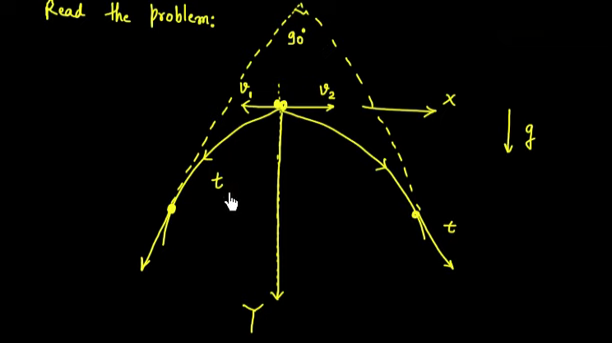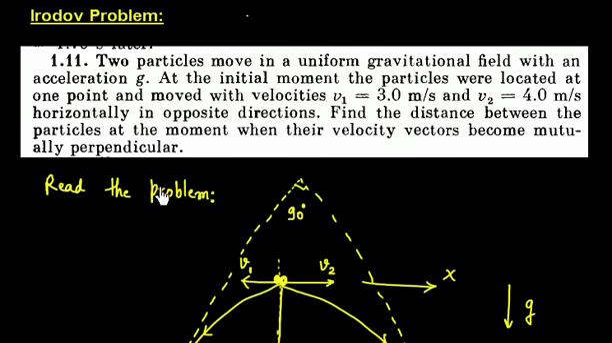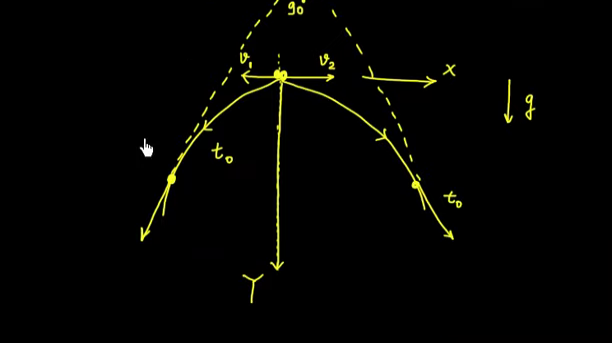After time t, let us call this time t naught. So we have to find the distance between the particles at this moment. We have to find what is the distance between these two particles at this moment. So let us call this particle 1, at this point of time this point is A and this point is B. So we have to find the distance between A and B.